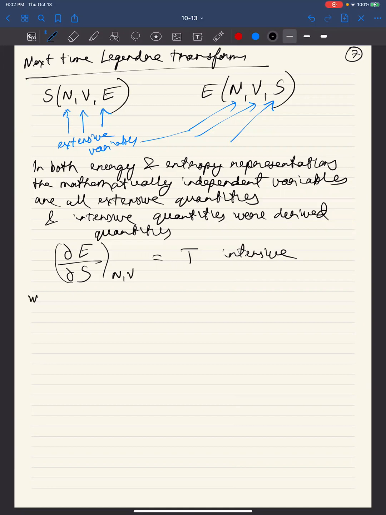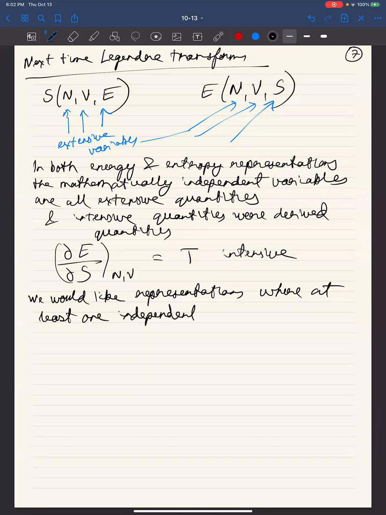So we would like representations where at least one independent variable is an intensive quantity.